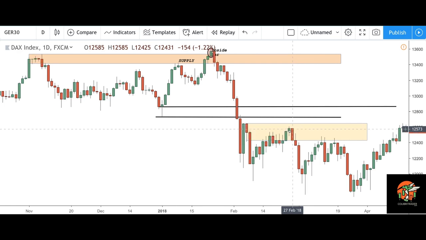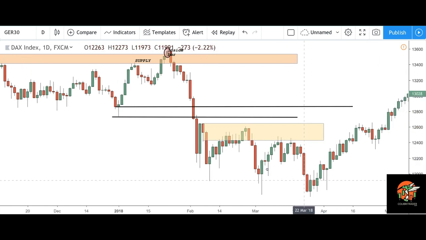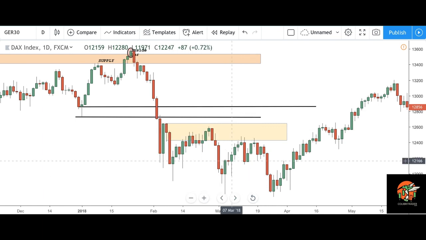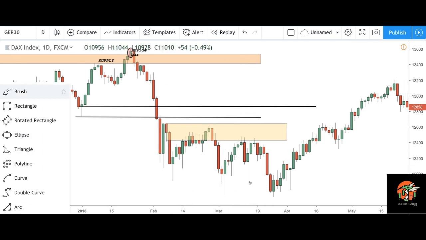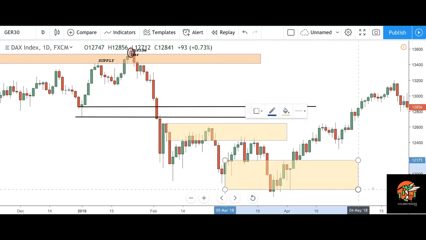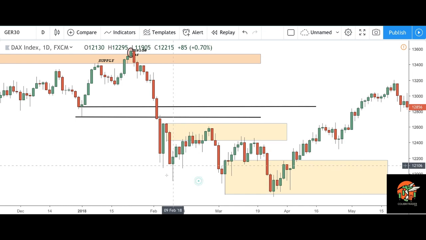I wouldn't have taken this one, but then you had lots of sellers that took advantage of it and pushed the price slightly lower. But then you had a bit of range trading, and then a demand area here, and I'll just mark it out for you guys. Having said that, you had plenty of opportunities to take money off the table.